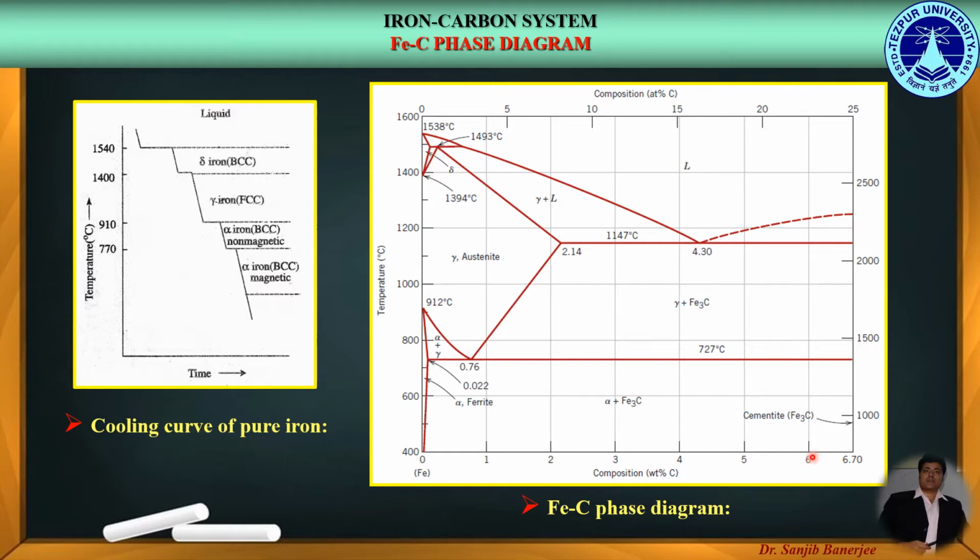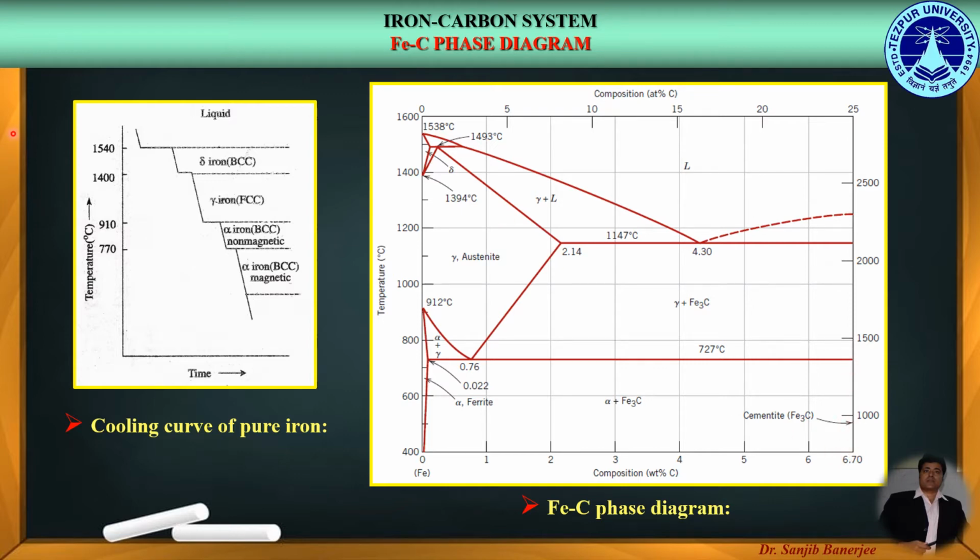Now, with increasing weight percent of carbon, the steel becomes brittle, or the ductility decreases. That is why cast iron is much more brittle compared to steel, because cast iron has a higher percentage of carbon compared to steels. Moreover, here the cementite phase, or Fe3C, is itself a brittle phase.